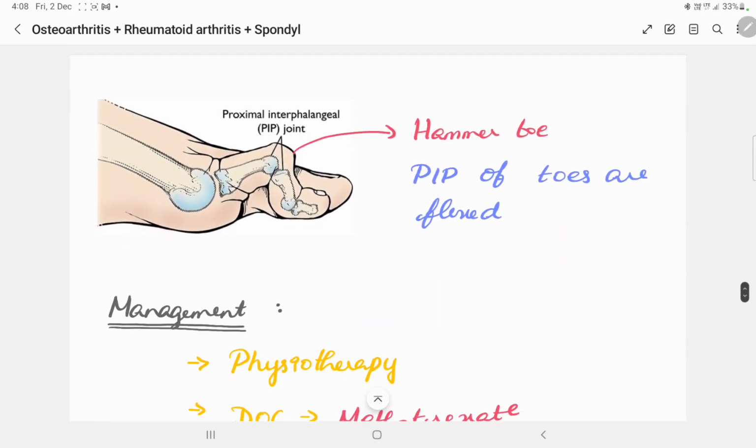Coming to the foot. In the foot, there's something known as the hammer toe deformity, where the proximal interphalangeal joint is flexed.